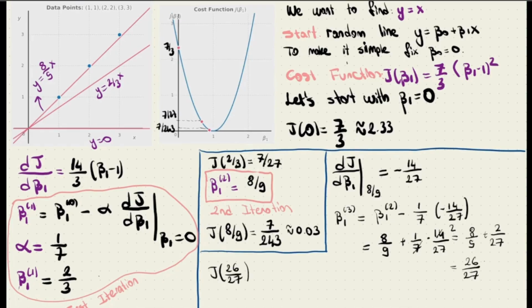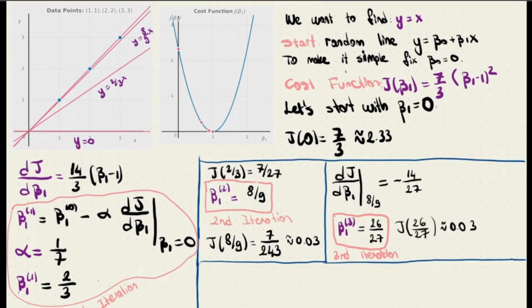And then if we plug this into the cost function, I already calculated this, you're going to obtain 7 by 3 times 1 over the square of 27. It's going to be approximately 0.003. Now let's see these points on the graph.